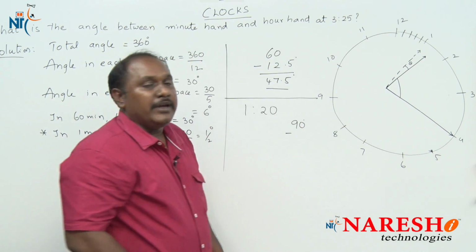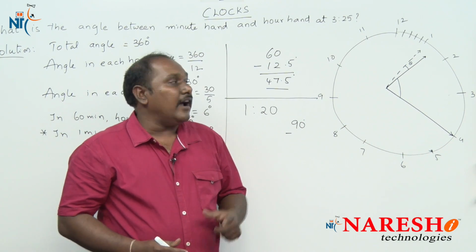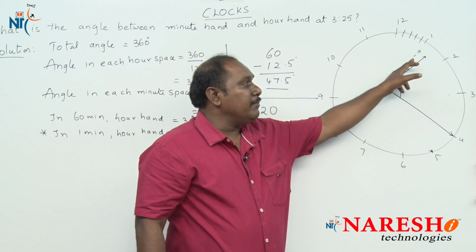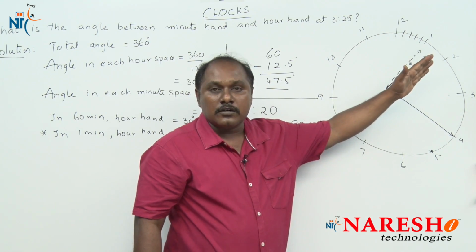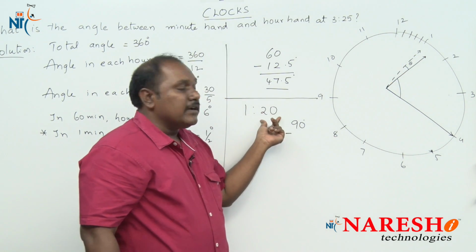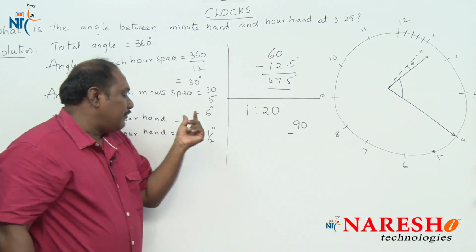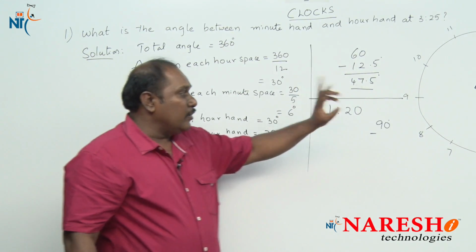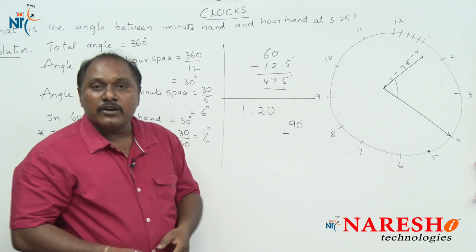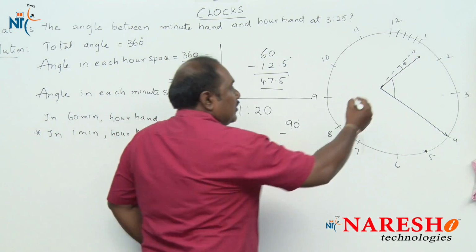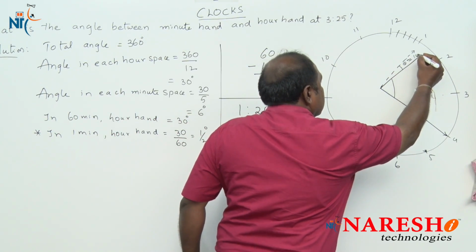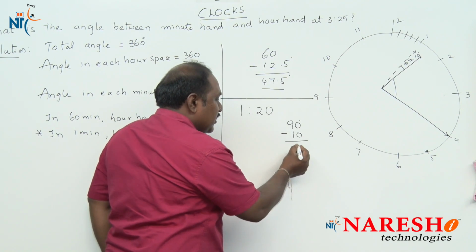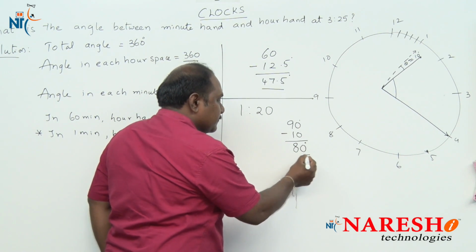That is the angle between minute hand and hour hand at 120. Now this angle depends upon how many minutes have passed after 1 o'clock. After 1 o'clock, 20 minutes have passed. And we know that for every 1 minute, the hour hand rotates half a degree. In 20 minutes, the hour hand should rotate through an angle of 10 degrees. So this angle is 10 degrees. So the answer for our question is 90 minus 10, 80 degrees.